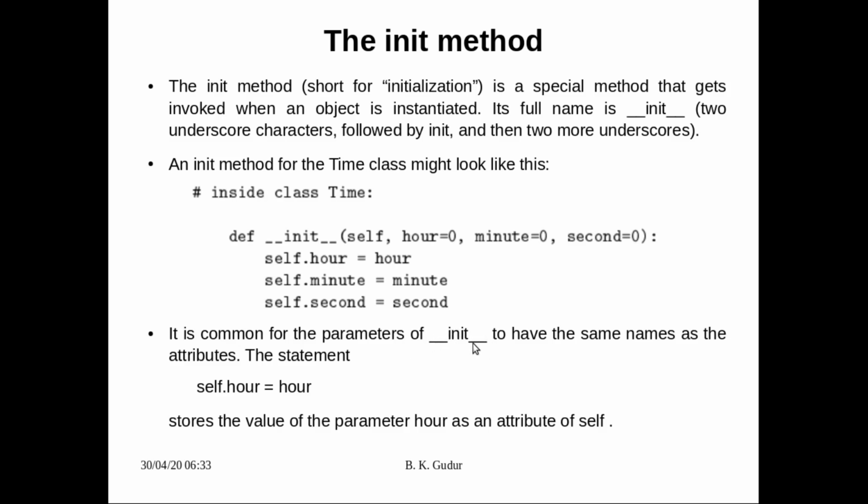It is common for the parameters of __init__, the full name of the init method, to have the same names as the attributes. For example, here these are the parameters hour, minute and second of this particular init method. The names of the parameters are similar to those of the attributes. Like here self.hour is equal to hour. So this is going to store the value of parameter hour as an attribute of the self object.